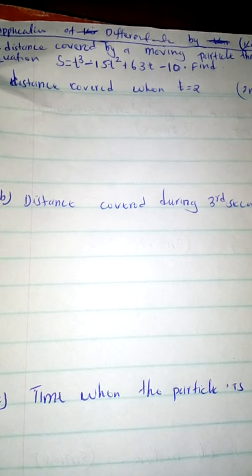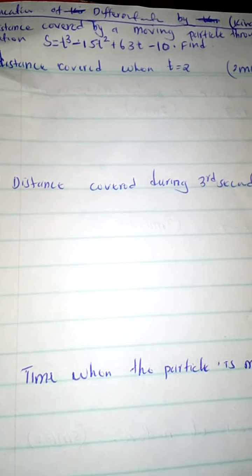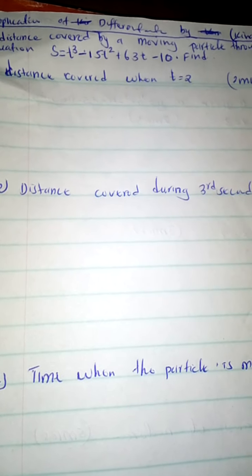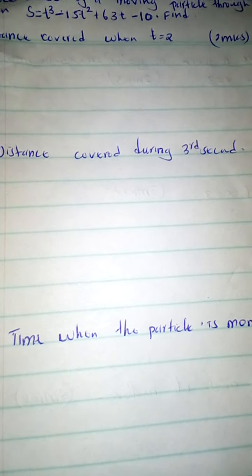Now, look at that equation. They said that S is equal to t cubed minus 15t squared plus 63t minus 10. That is S. They are asking us to find the value of the distance, the value of S, when t is equal to 2. This is the distance equation, the displacement equation, and they want that distance when t is equal to 2.